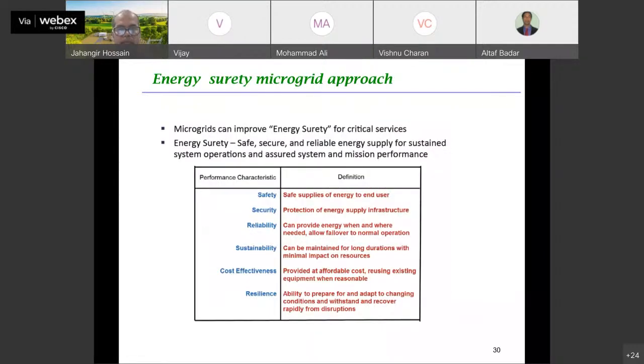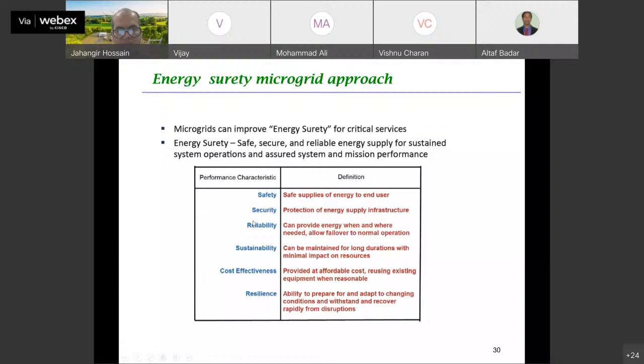So when you are thinking about a microgrid, some of the things you need to think about if you would like to have a microgrid are these performance characteristics: safety, security, reliability, sustainability, cost effectiveness, and resilience. Resilience and reliability are quite similar terms, but there is some difference.